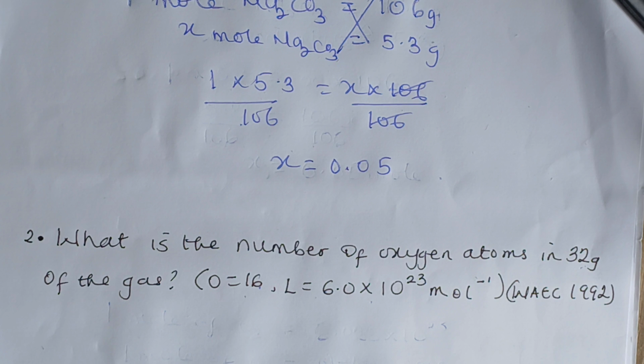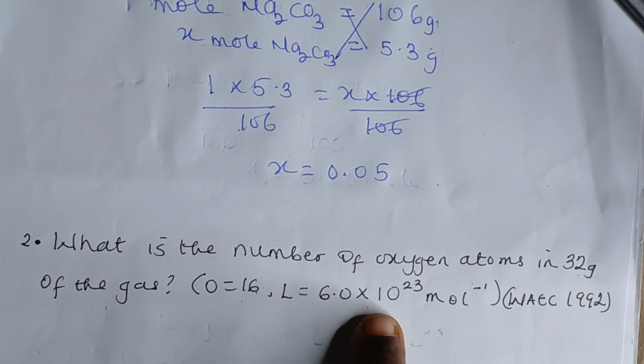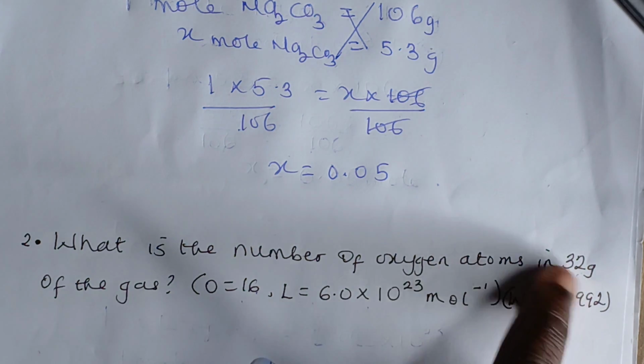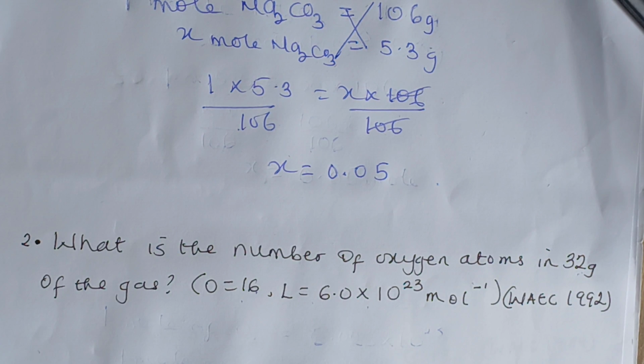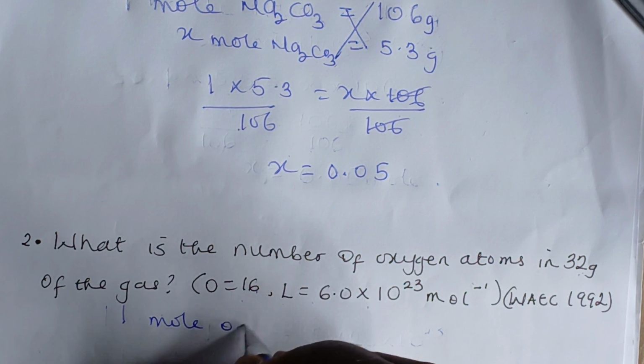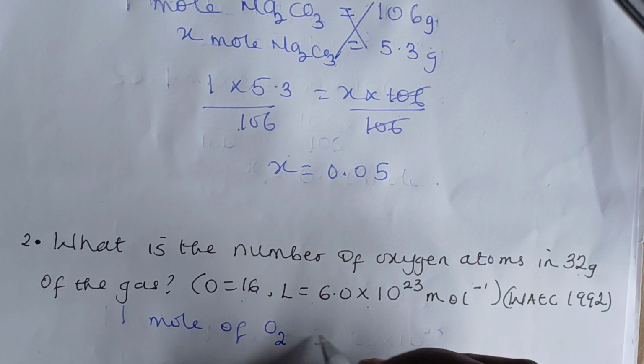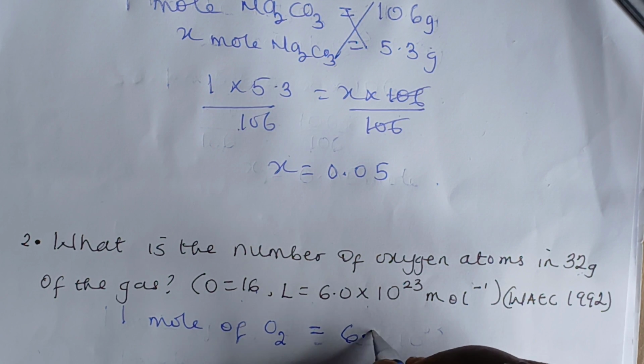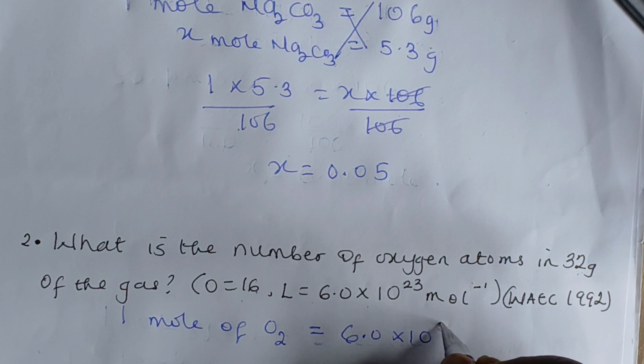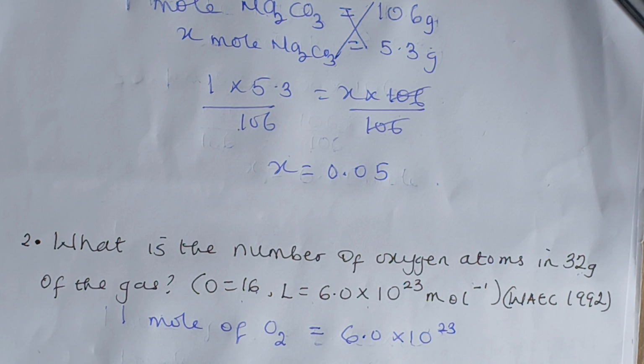This is WAEC 1992. We are dealing with the element oxygen, and they are asking for the number of oxygen atoms. The Avogadro's number here can be for atoms, it can be for ions, it can be for molecules. Now, we are asking what is the number of atoms in 32 gram of a gas? If 1 mole of oxygen gas, which is O2, diatomic, contains 1 Avogadro's number. That is a fact from what I've taught you.